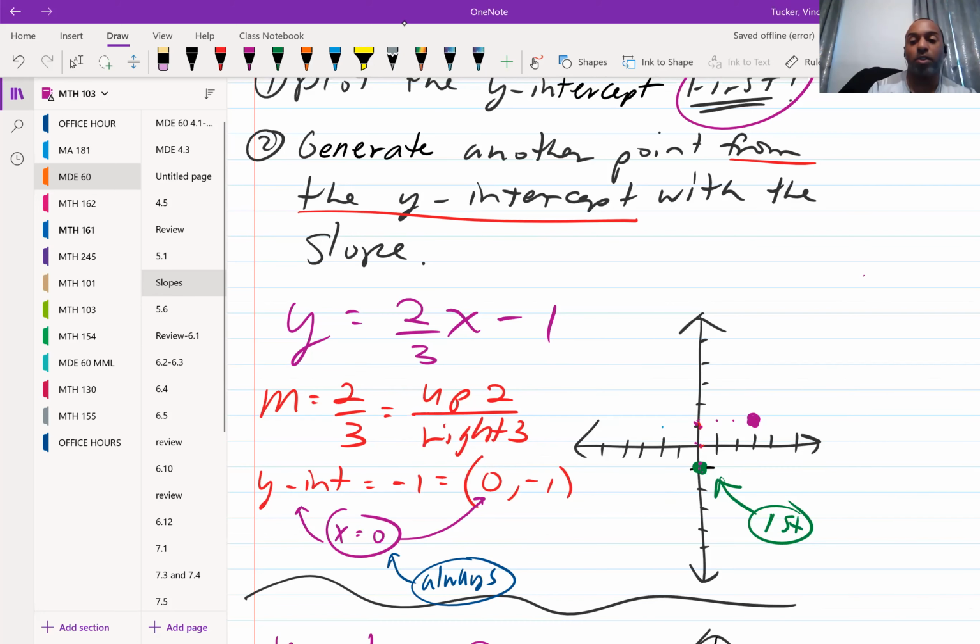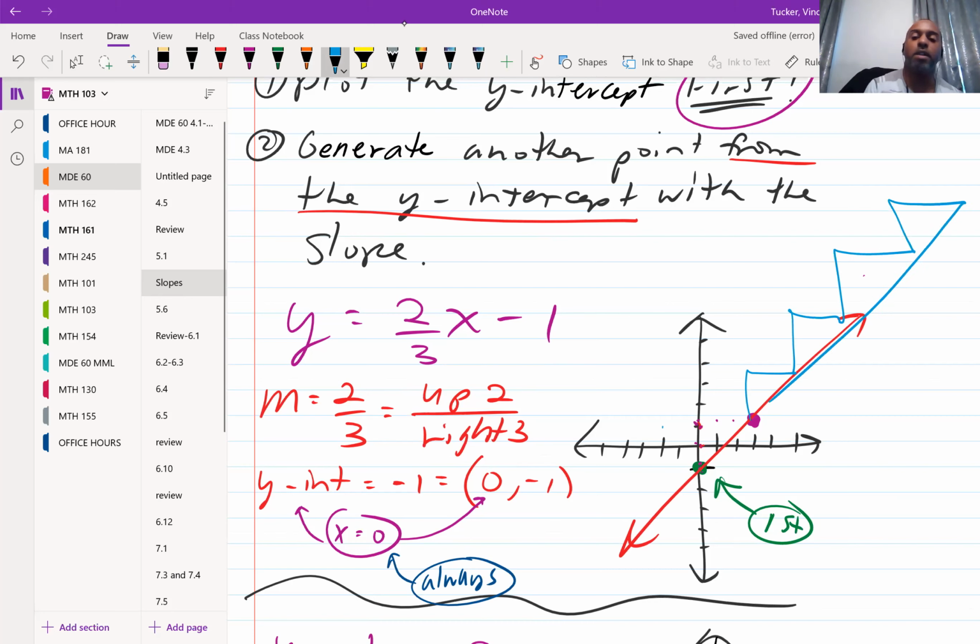And then what that also does for you is that if you want, you can continue to make points. So let's go ahead and connect these dots. That's gonna create my line right there. But if I keep going up 2, right 3, I will continue to have points on this line. Up 2, right 3, up 2, right 3, up 2, right 3, up 2, right 3 will always be on this line. So that's what the slope is. It's just a set of directions that will continue to generate points and continue to create this line that we have right here.